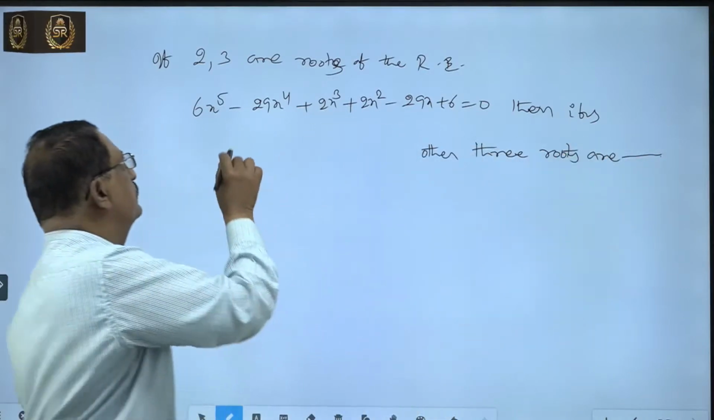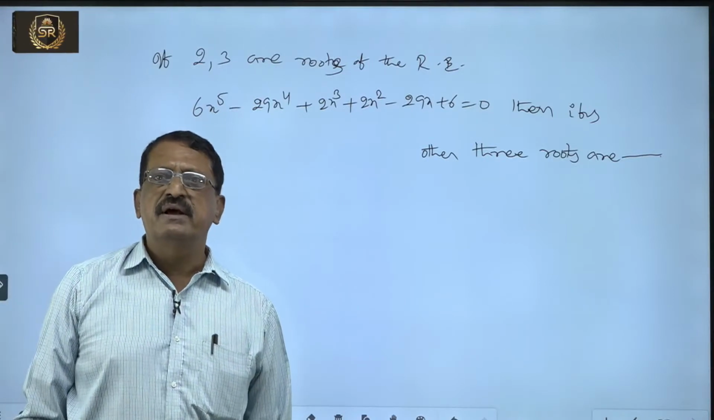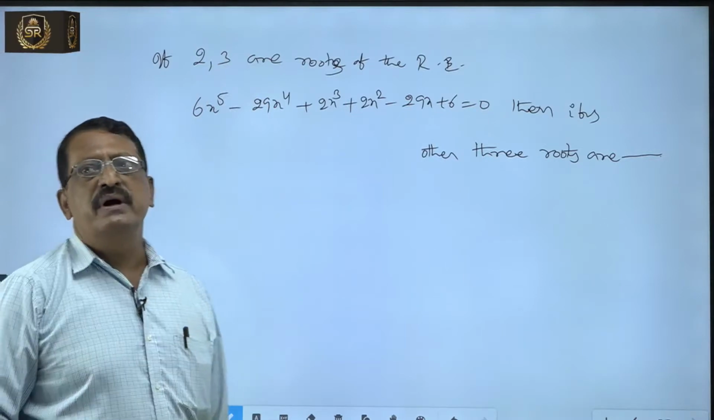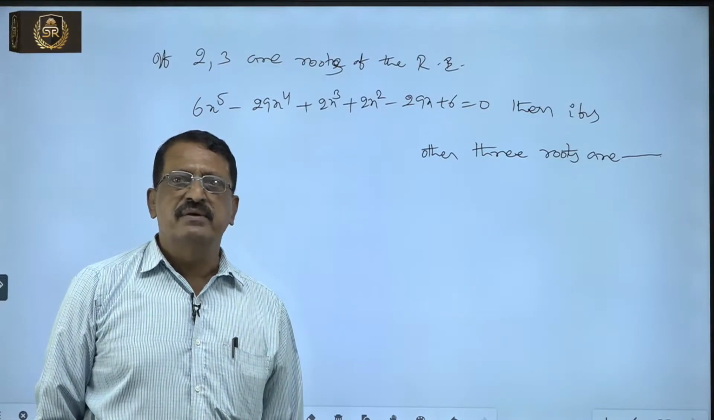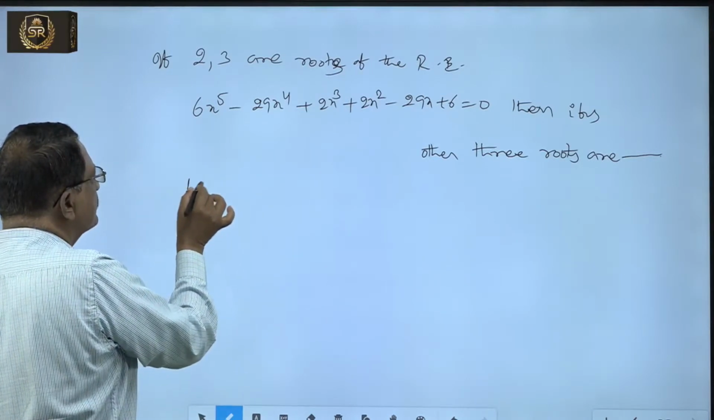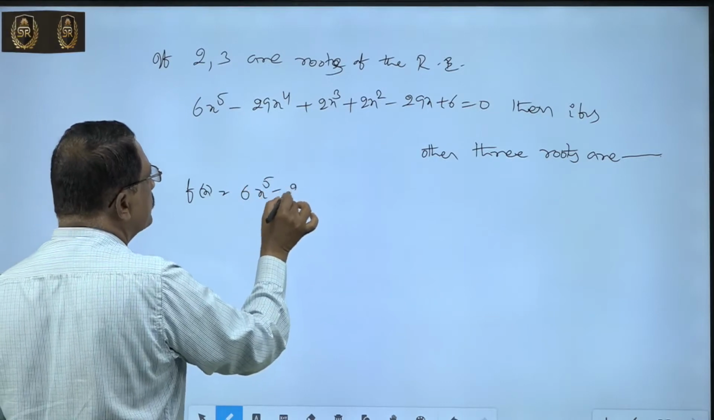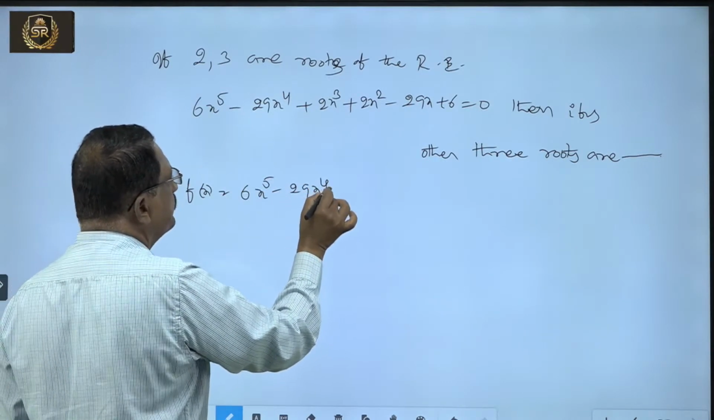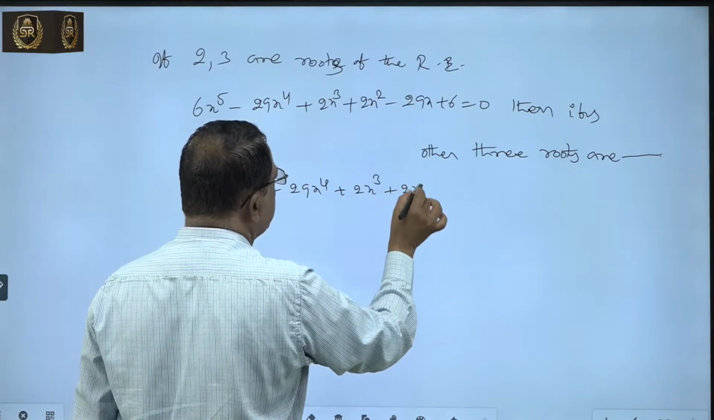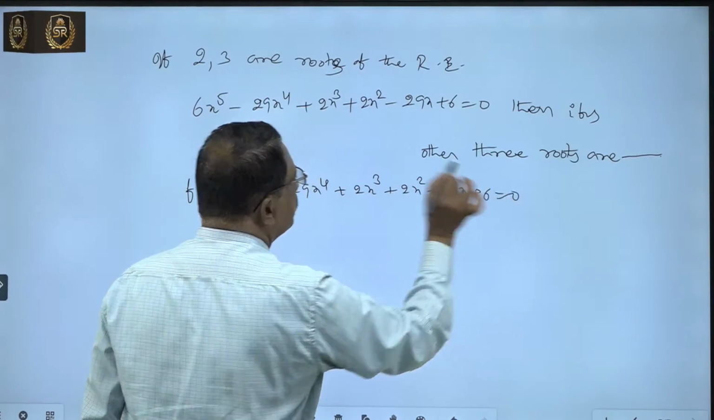What are the other three roots? Because it is a fifth degree equation, it has 5 roots, and 2 roots are already given, 2 and 3. 2 and 3 are roots of the given equation. Now the equation is f of x equals 6x to the power of 5 minus 29x to the power of 4 plus 2x cube plus 2x square minus 29x plus 6 equals 0.